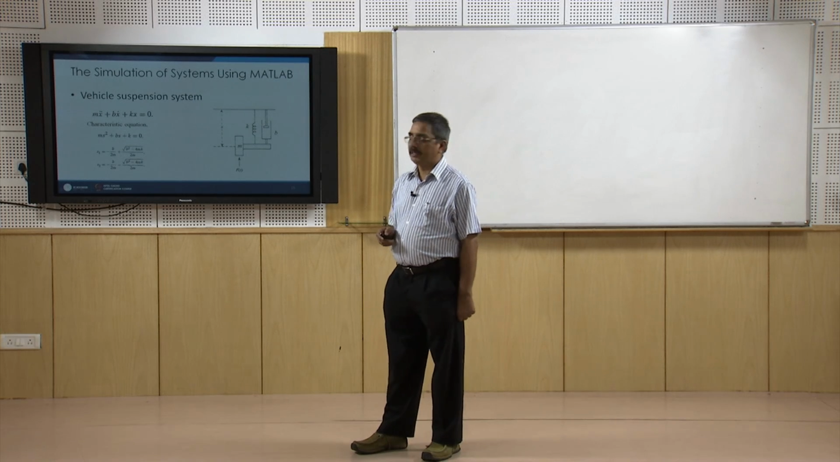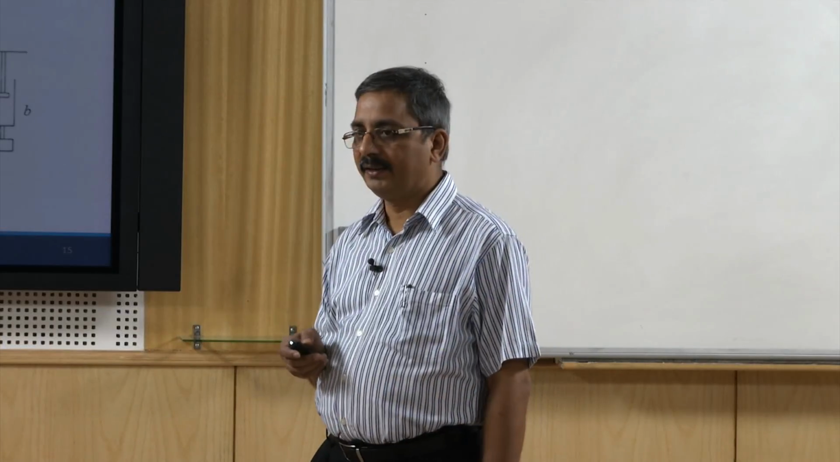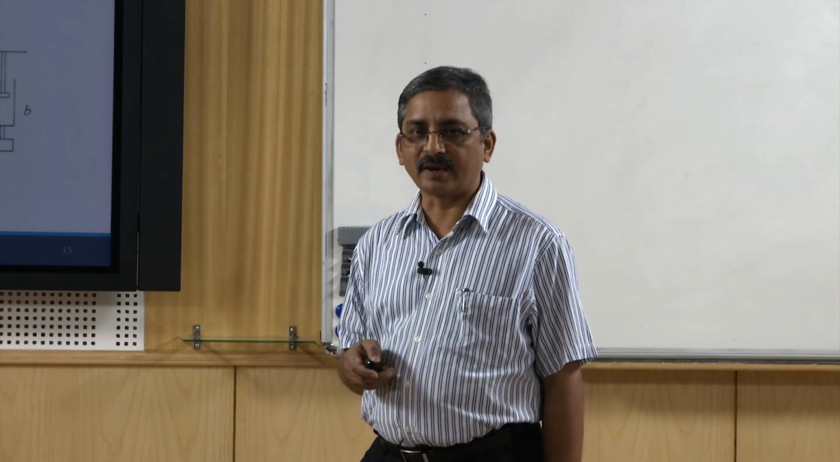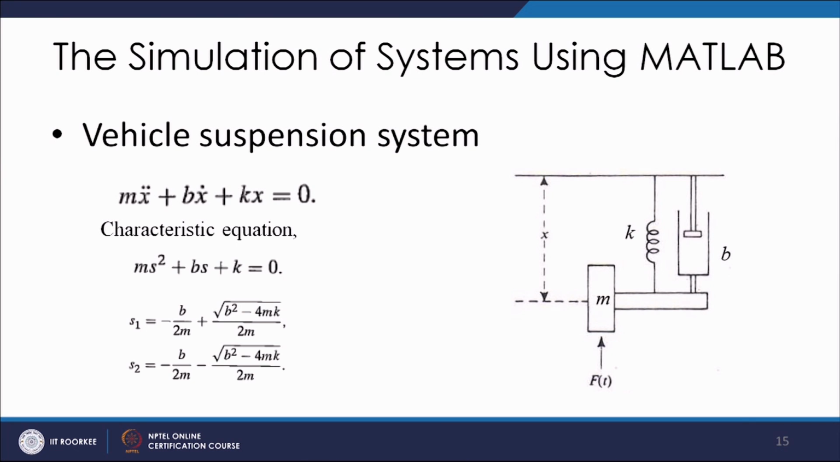Let us take an example of simulation of a system using Matlab. Here I will be taking a benchmark problem, a simple spring mass damper system. Let us assume that this is the schematic of the vehicle suspension system, consisting of stiffness K of the suspension system, damping coefficient B of the suspension system, and the mass of the wheel is m, and this is subjected to some ground excitation, some force coming from the ground, say Ft.